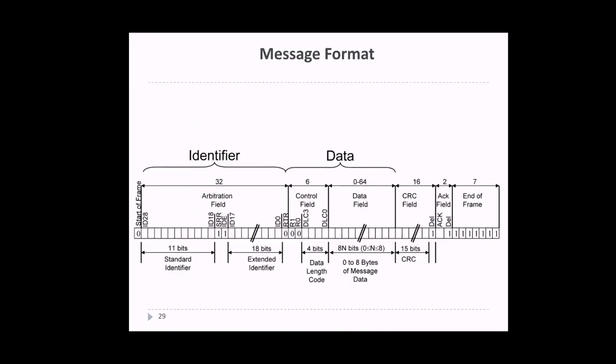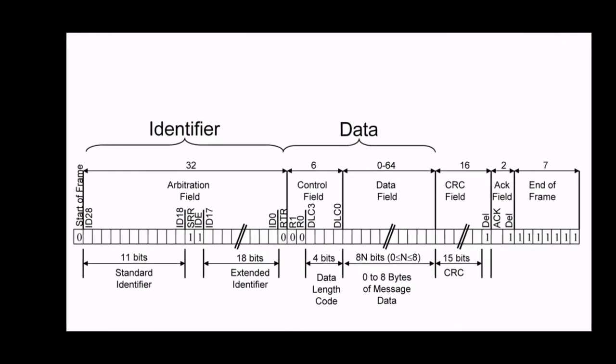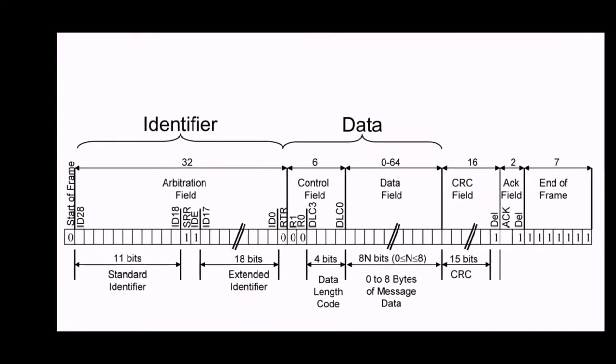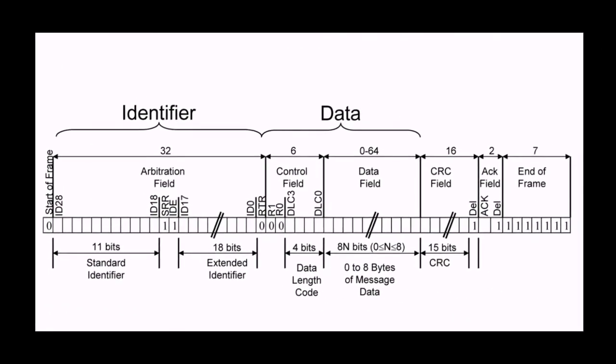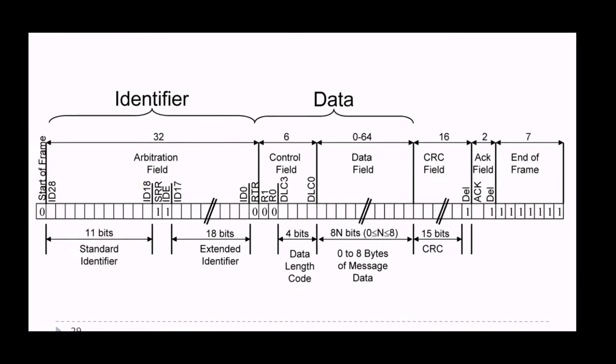Then the message format. This is the format in which data is transmitted on the CAN bus. It starts with SOF, that is start of frame. Then it continues with the arbitration field. Here it will arbitrate and prioritize the message, and then it gives the control field. In the control field it takes care of the registers and the memory parts.